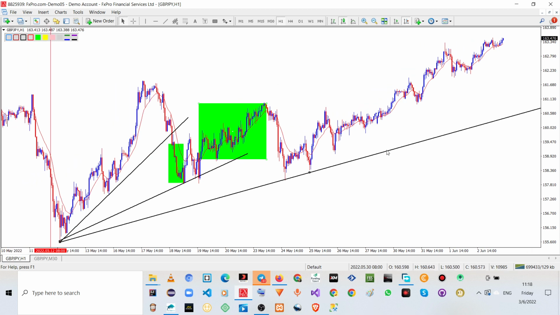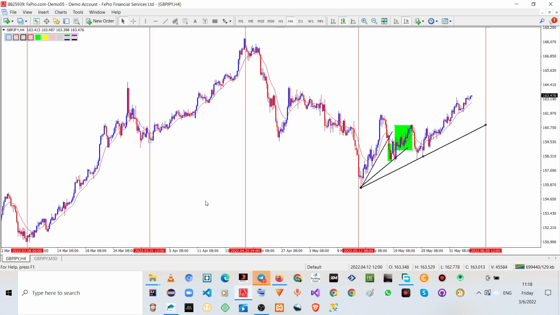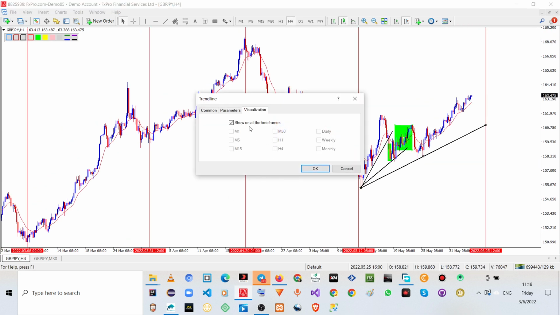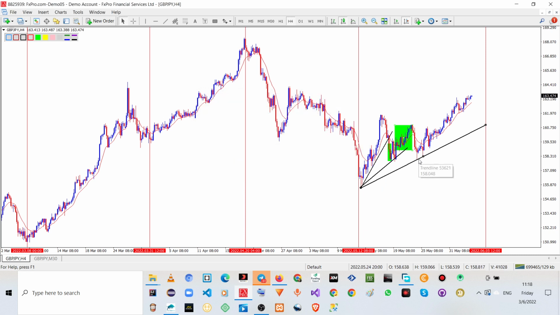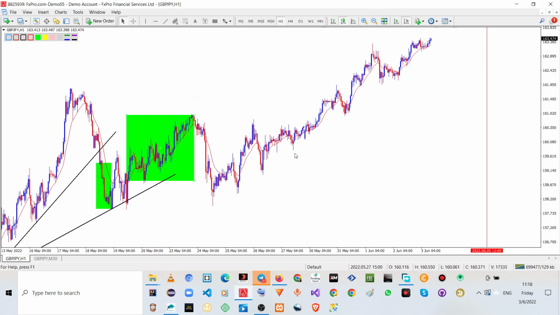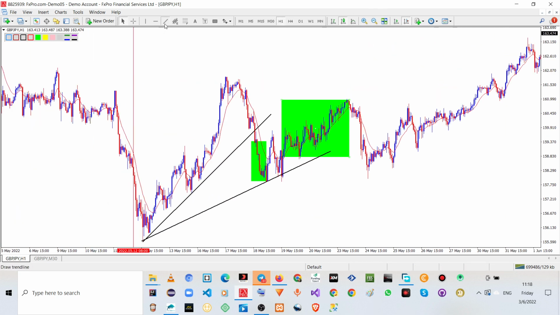So let me make this trend line only visible on the H4, since it is an H4 trend line. It is getting in our way for other entries. So on the H1, I removed that one. From the same point, you need to try to make it as perfect as you can.